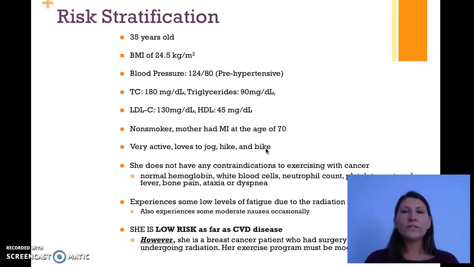So we'll perform a risk stratification based on the ACSM guidelines. She's 35 years old, so she's okay with her age. She has a BMI of 24.5, which is normal. Her blood pressure is 124/80, so she's pre-hypertensive. Her total cholesterol is 180, triglycerides 90, LDL 130, HDL 45, so she is okay with those numbers. She's a non-smoker. Her mother had a myocardial infarction, but it was at the age of 70.